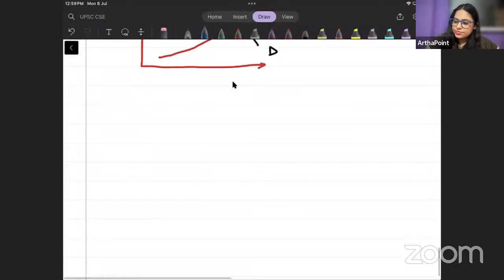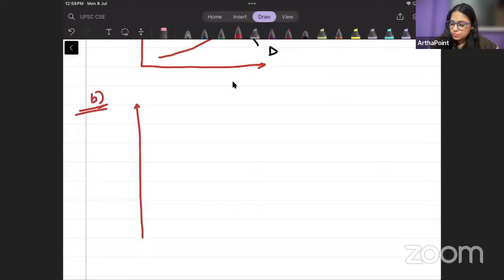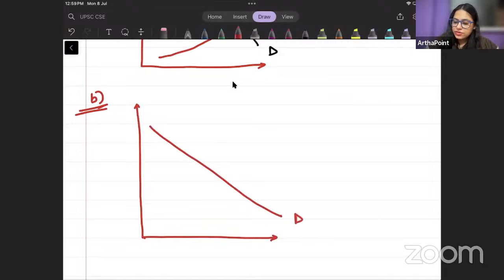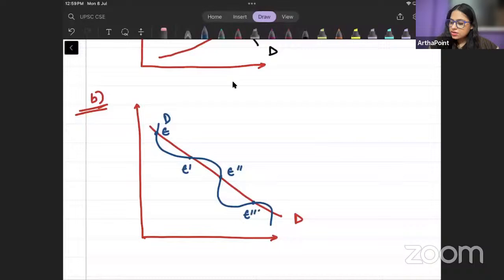There is another thing. So, for example, this is the demand curve and this is my supply curve. In such cases also, there are multiple points at which demand and supply are meeting. So when your demand and supply meet more than once, right? Then you have the case of multiple equilibrium.